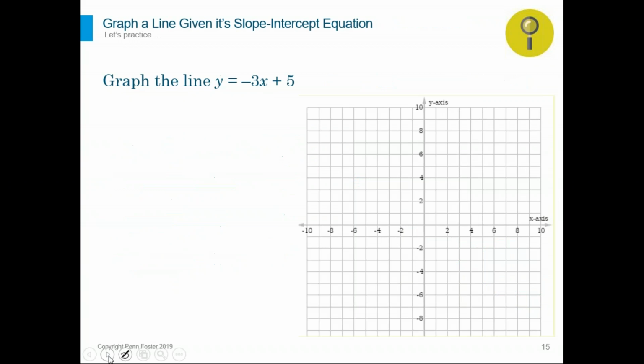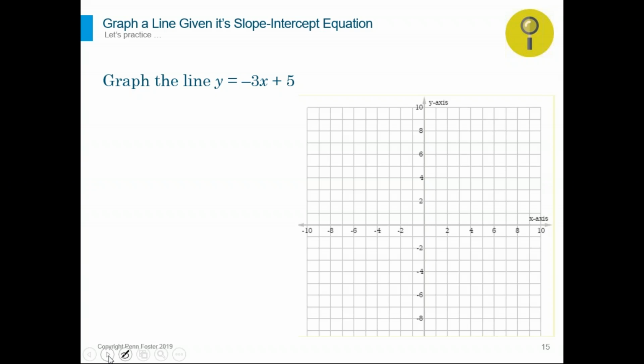Okay, let's go to another way to look at the equation. Graph the line y equals negative 3x plus 5. So this time we are not given the graph, it's the other way around. We're given the equation and you're asked to graph. In your exam, you'll be asked to pick the right graph. How would we come up with the graph that matches this equation?